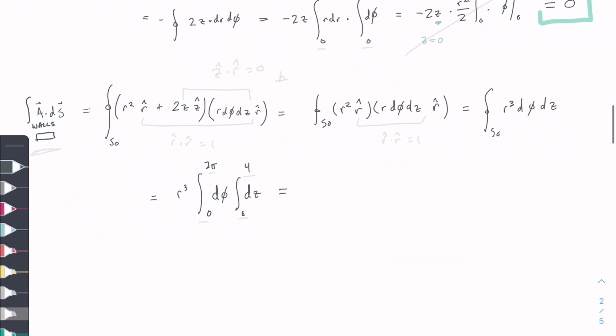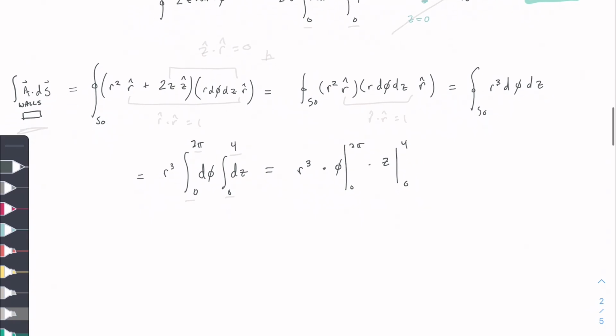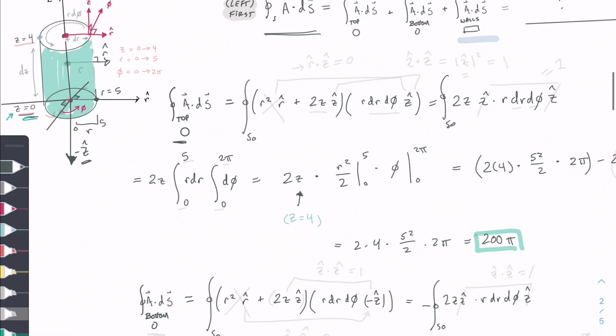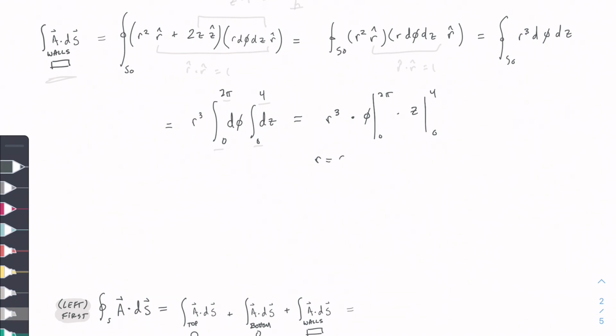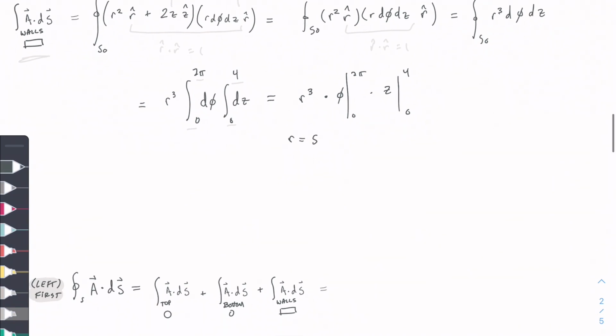Now we are going to evaluate. So we're going to have r cubed times phi from 0 to 2 pi, times z from 0 to 4. Okay, our r here at the walls that we're interested in, at this location, r is going to be a constant, and it's going to be equal to 5. So all around the walls here, where this exists, r is going to be equal to 5 in this coordinate system. So r is 5, so we can just plug in our value for r. So we're going to have 5 cubed times 2 pi.